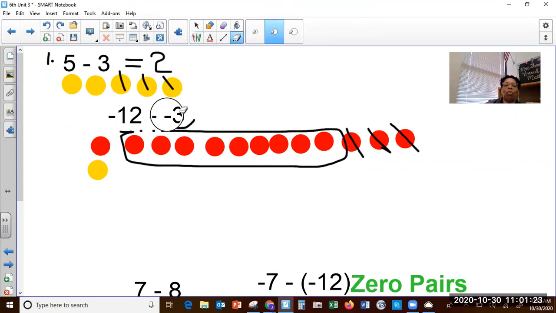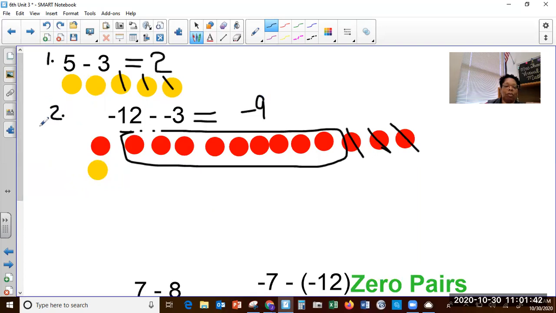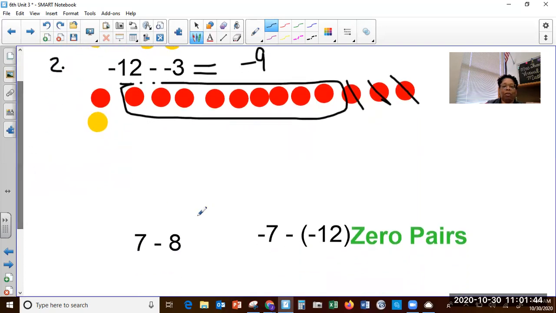So a negative 12 minus a negative 3 is going to be equal to everything in this box. 1, 2, 3, 4, 5, 6, 7, 8, 9. But is it positive 9? No, it's negative 9. Wonderful. That's number 2. Let's go to a third one.